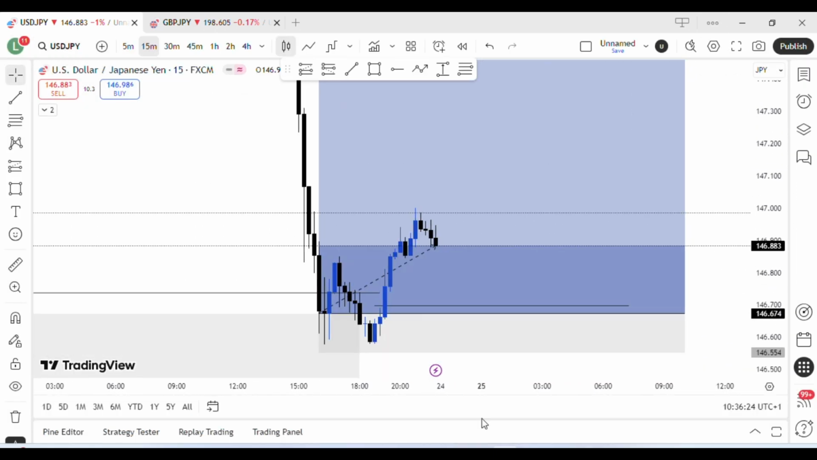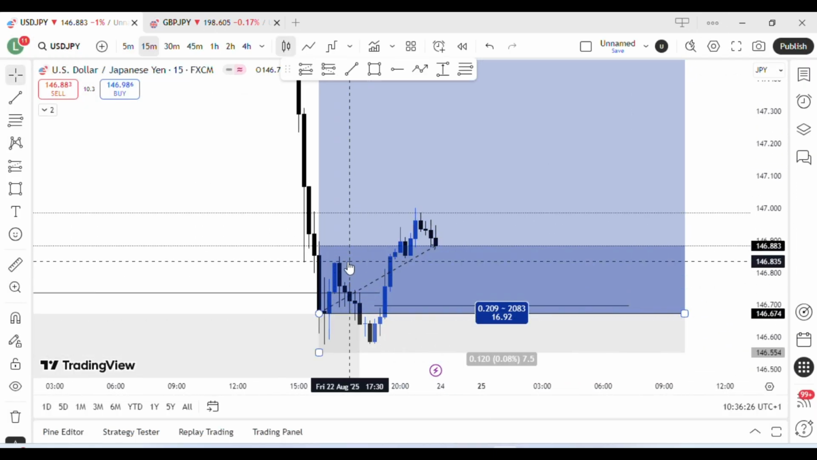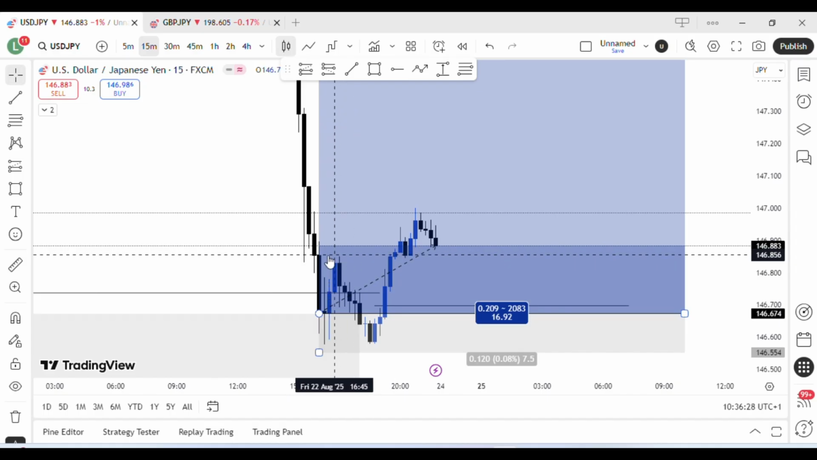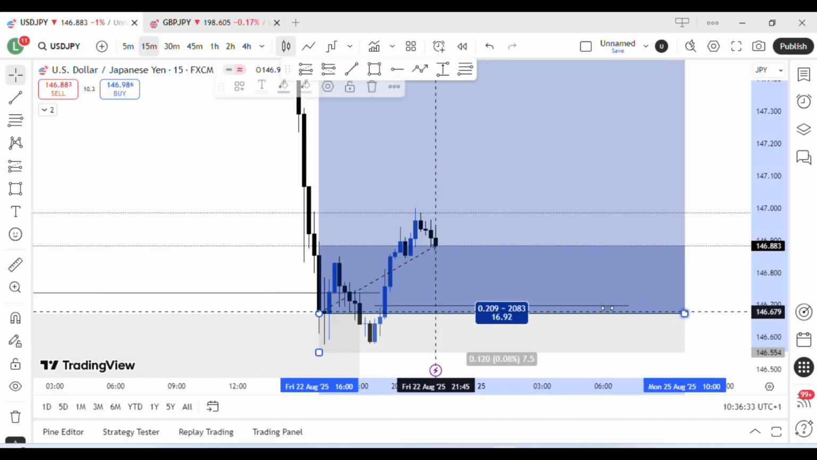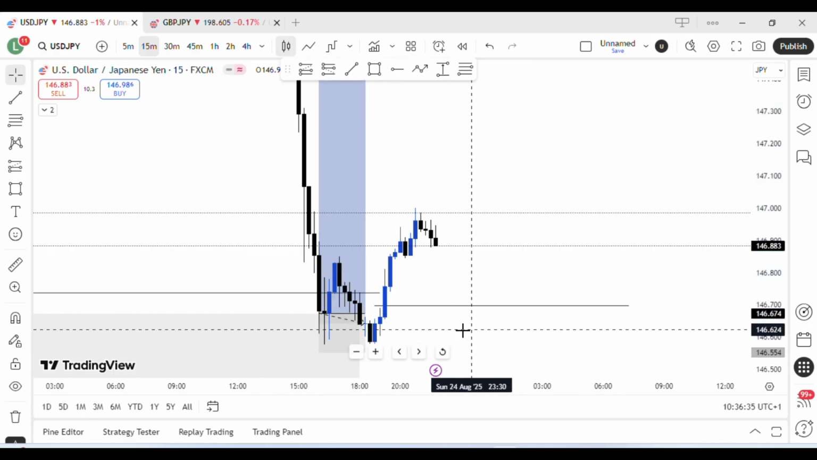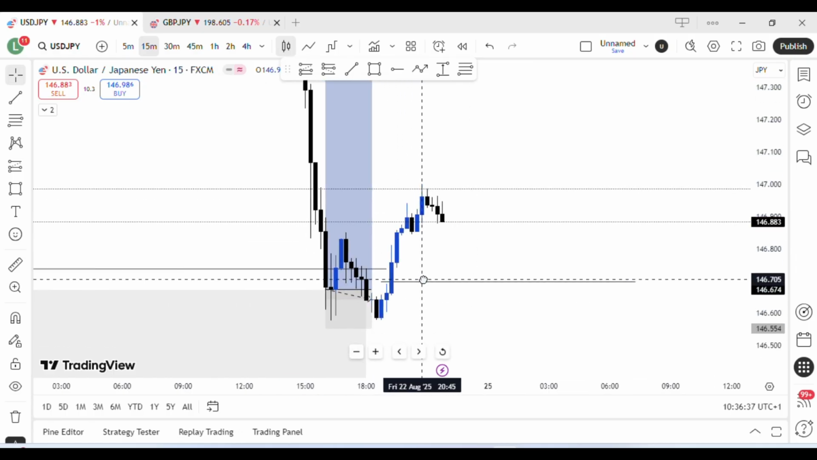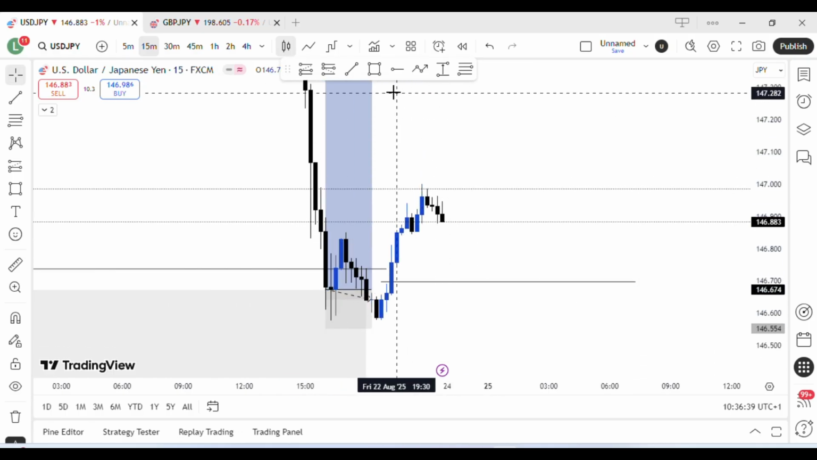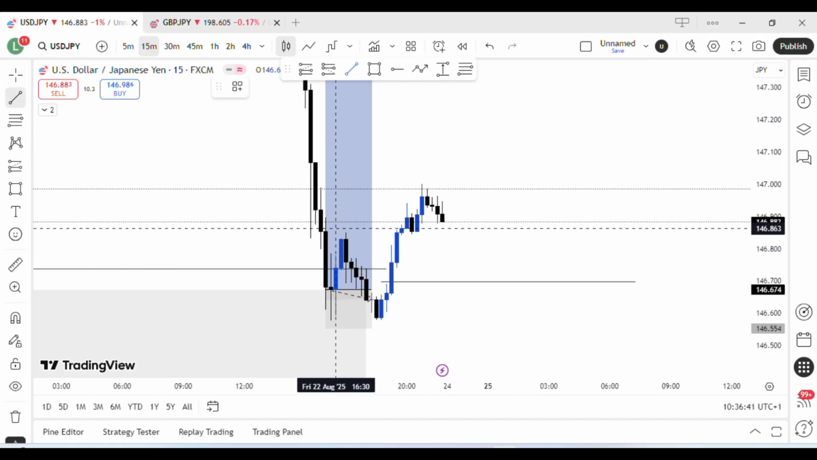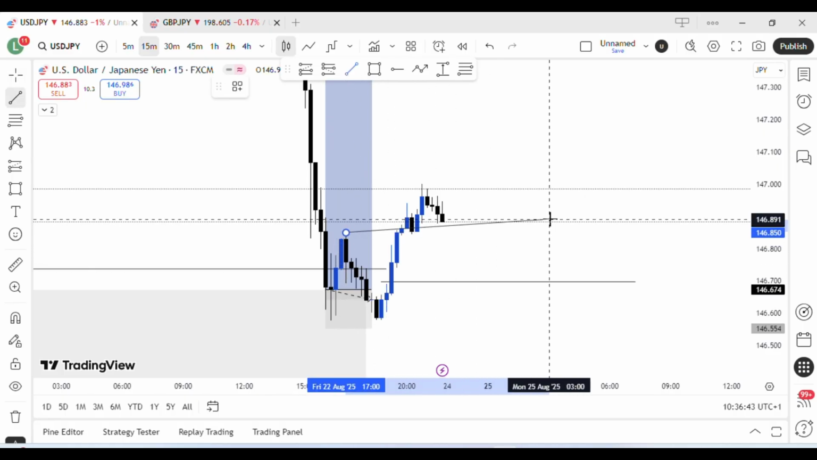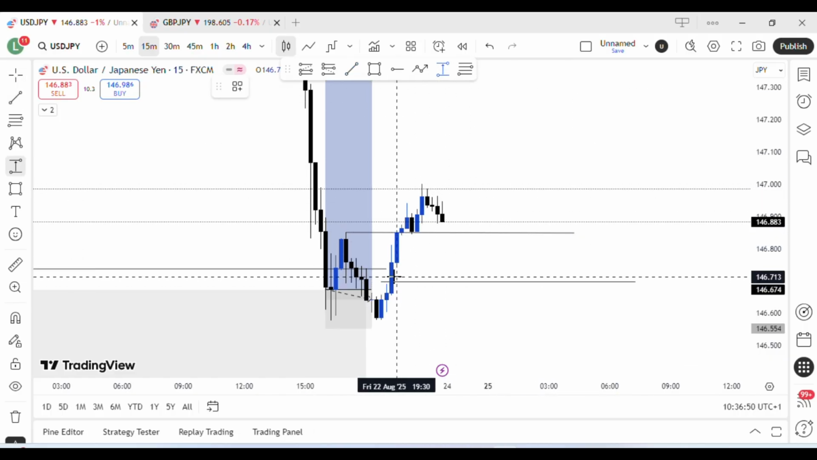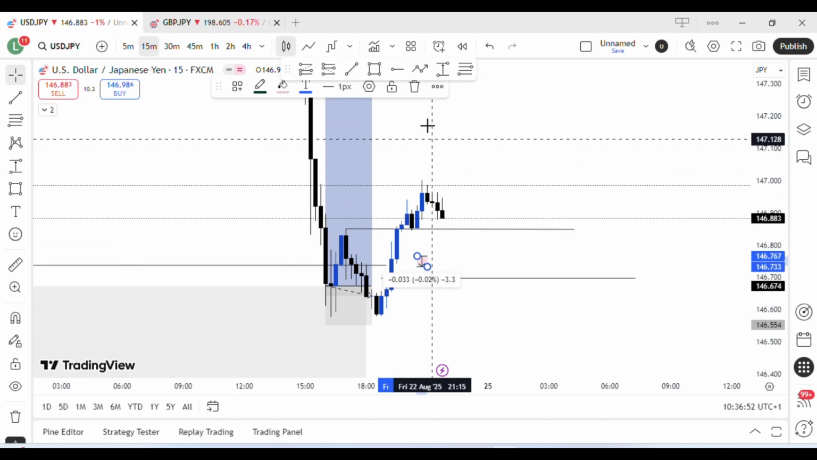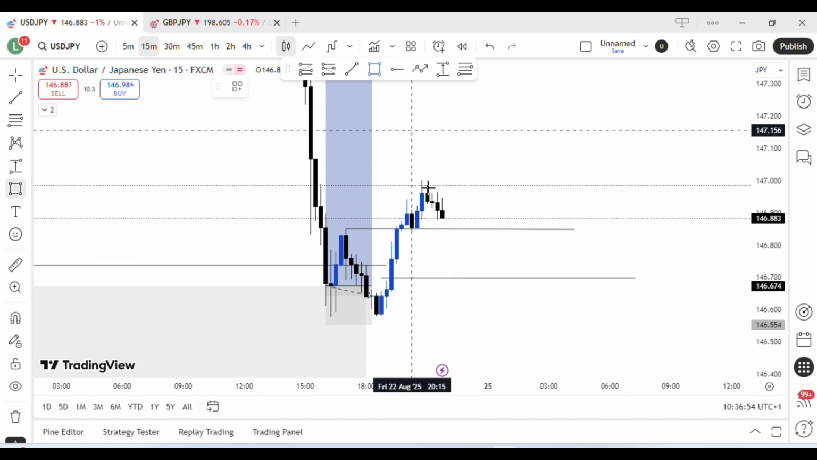By next week we have something like a market structure shift at this area, and this is our point of interest. Don't forget, this is our point of interest. The market has mitigated the breaker block already at this area, so the breaker block is not valid again. And this is our order block.